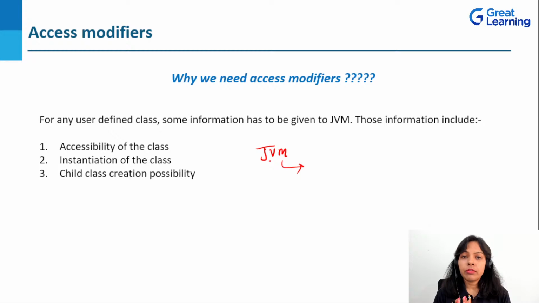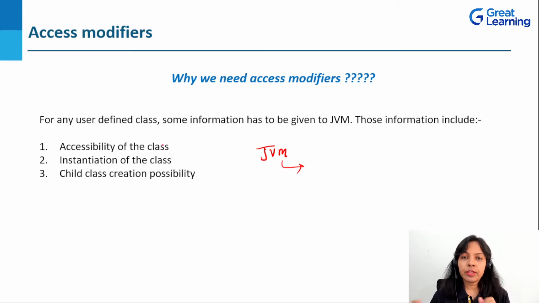Now for all these codes, you have to tell the compiler, you have to tell JVM that okay, this class which I have created has these features. Some information you have to tell about the class, some information you have to tell about the method to the JVM. And that's the reason access modifiers were thought of and came into the picture. So what kind of information is required to be sent to JVM?